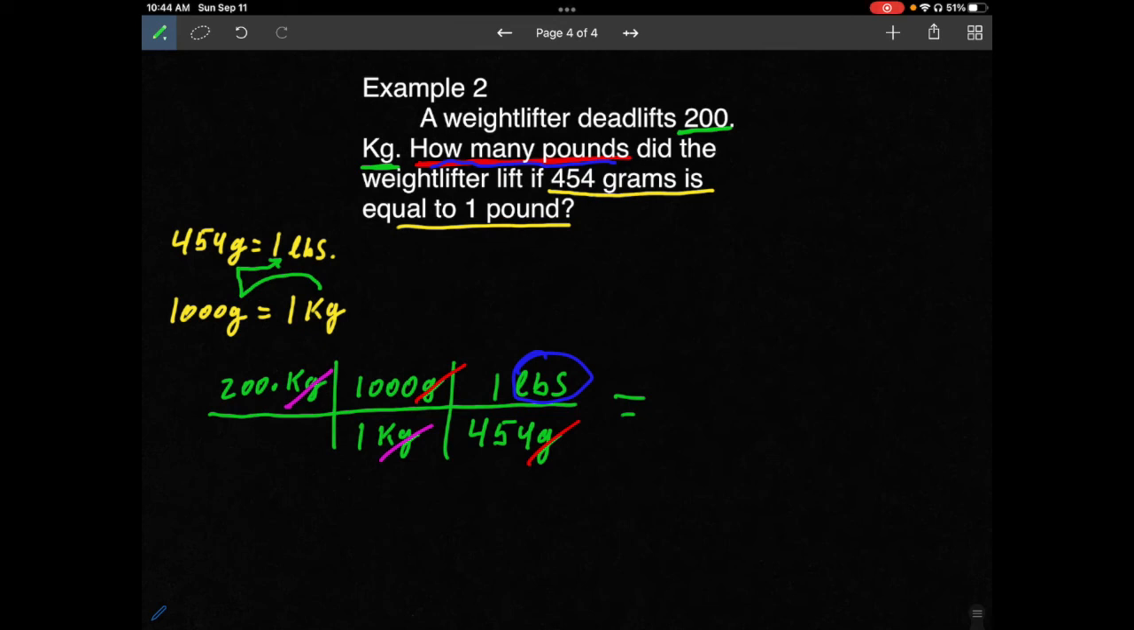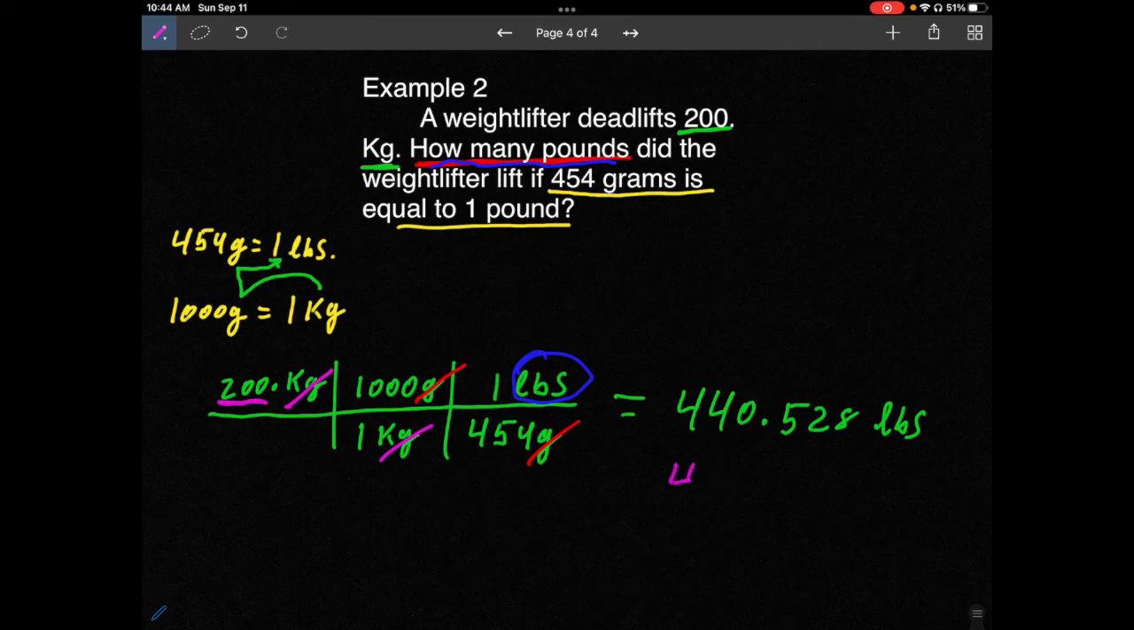And then divided by 454, that should be 440.528 pounds. But I'm not done because I need to check my significant figures. So if I look at the original number, because I wouldn't want to use my conversion factors to limit my significant figures, 200 kilograms, that decimal point means that that last zero is significant, as is the middle. So I have 3 significant figures. I'm allowed 3 significant figures in my answer.